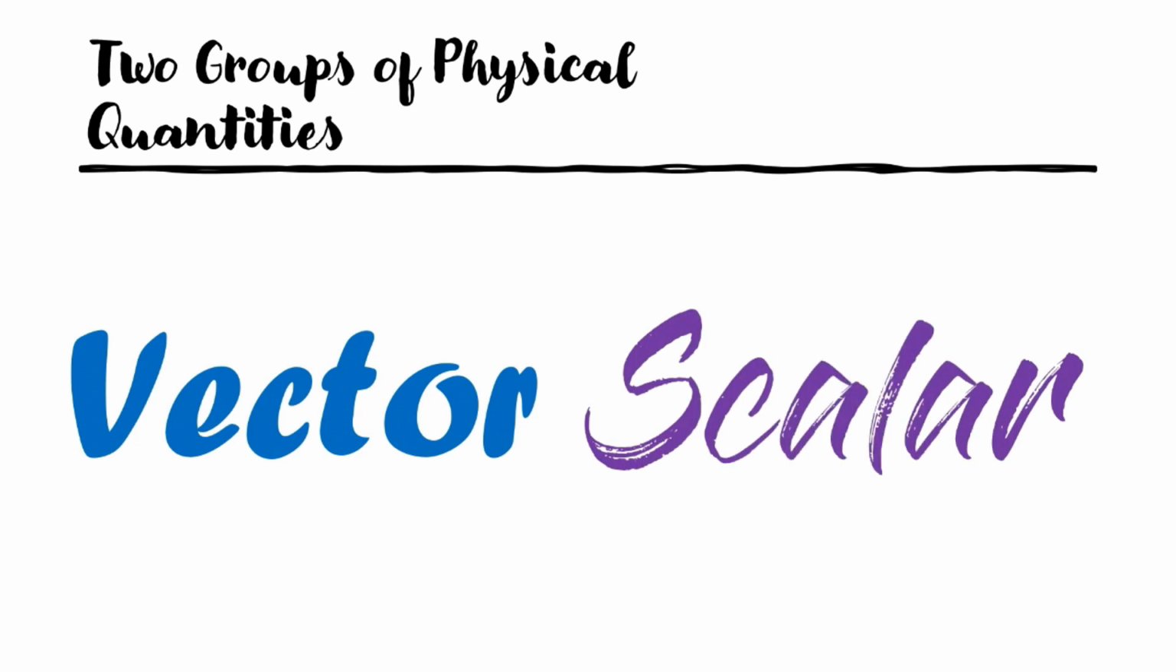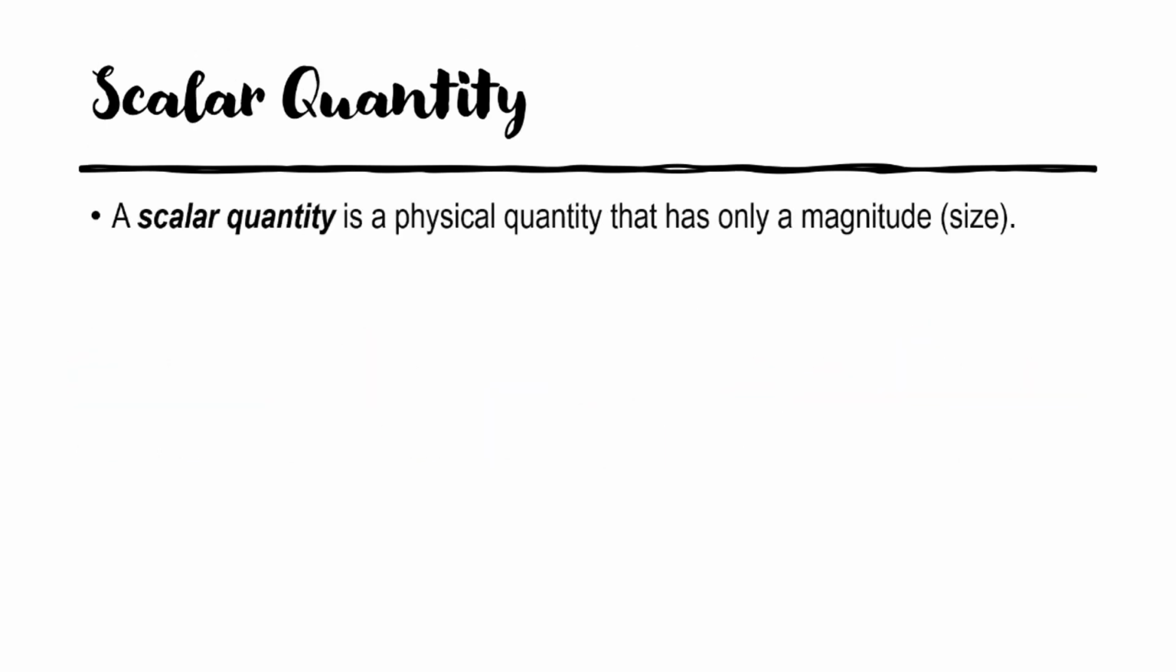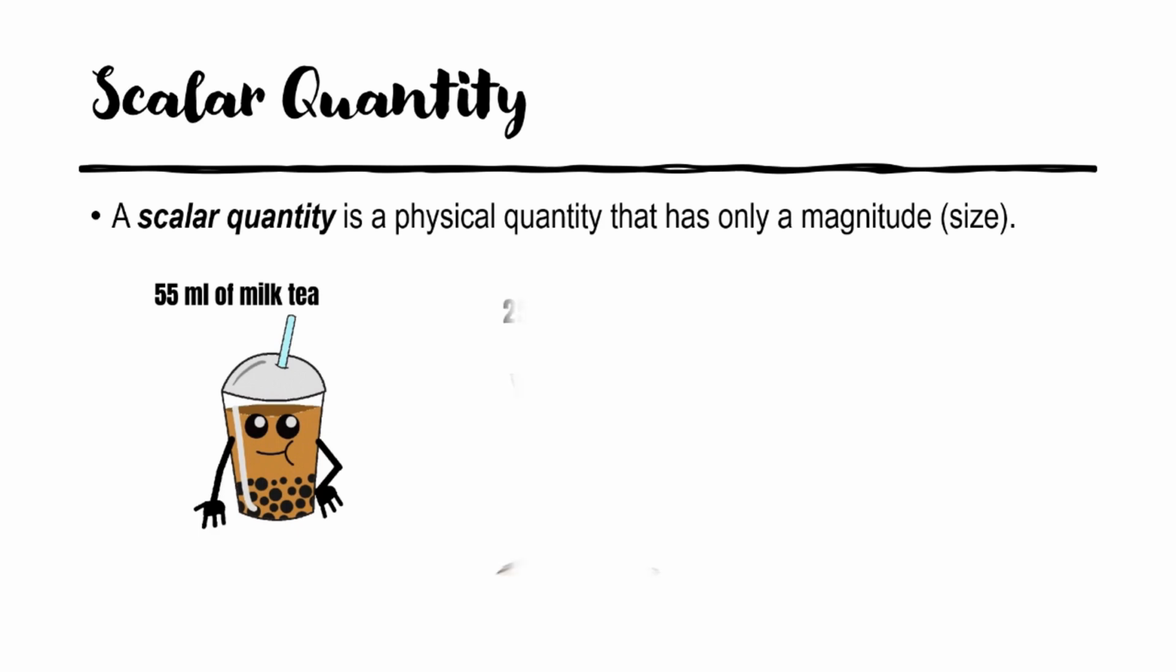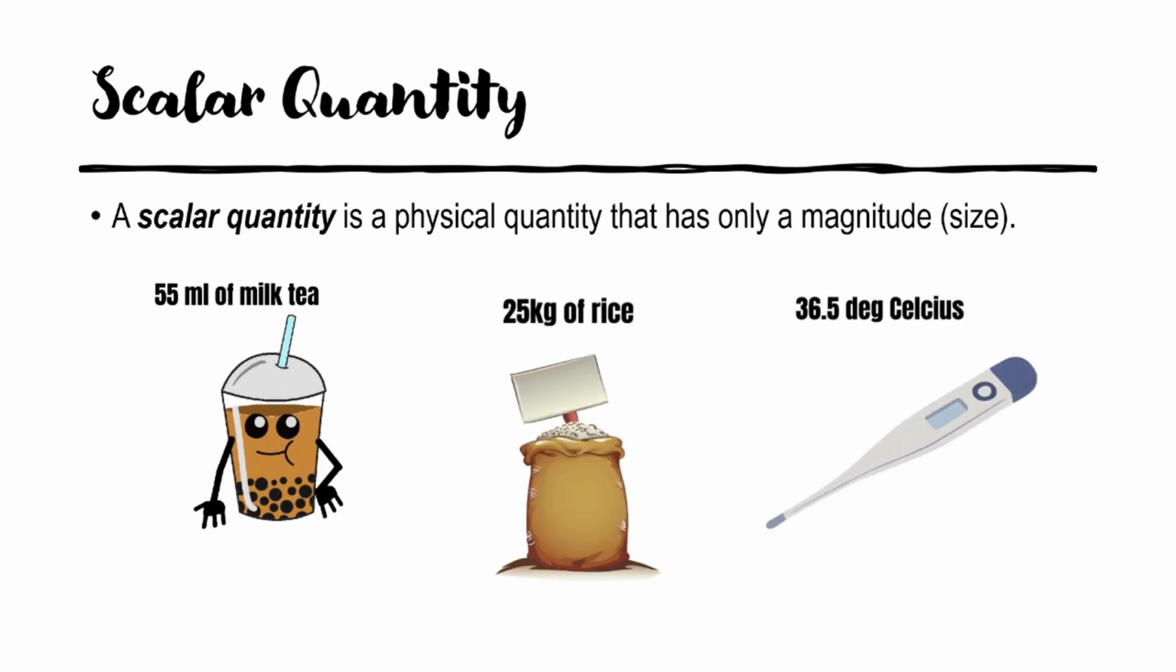Ang scalar quantity ay isang physical quantity na meron lang magnitude o size, kagaya ng milk tea, ng bigas, at ng temperature. There is only one number to describe each. In the given examples, we have 55 ml of milk tea, 25 kg of rice, and the temperature is 36.5 degrees Celsius. While vector quantity is a physical quantity that has both magnitude and direction.